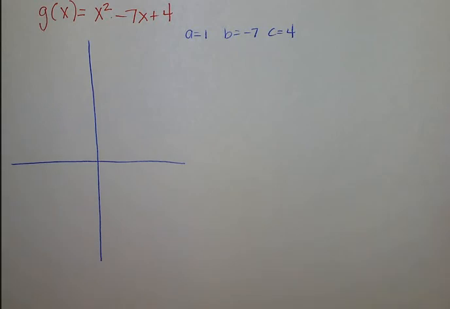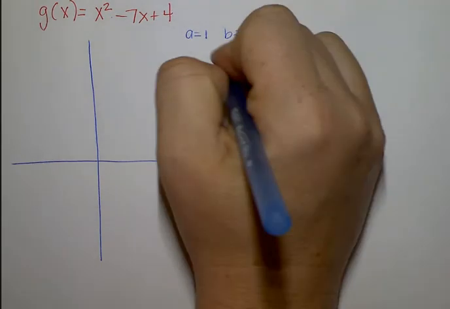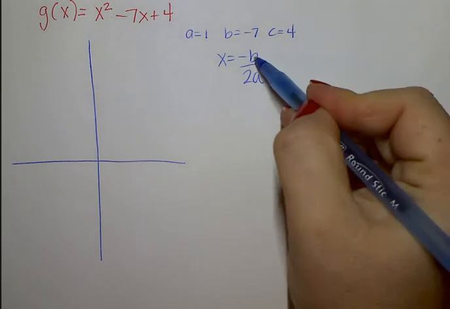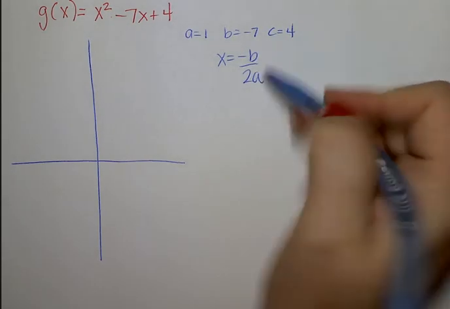So the first step is I want to know what is the axis of symmetry. Some teachers call it line of symmetry, others call it axis of symmetry. It means the same thing. It cuts the parabola in half. Here's the equation you'll always use. So I'm going to substitute the following variables in for B and A.